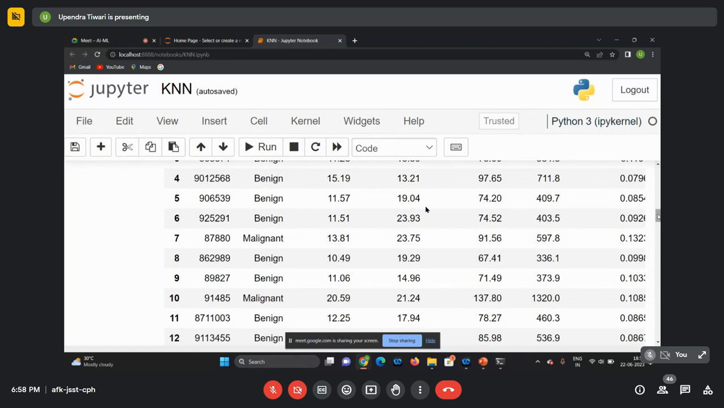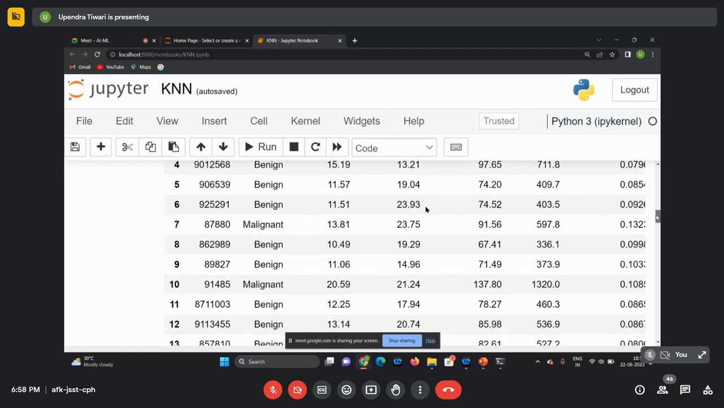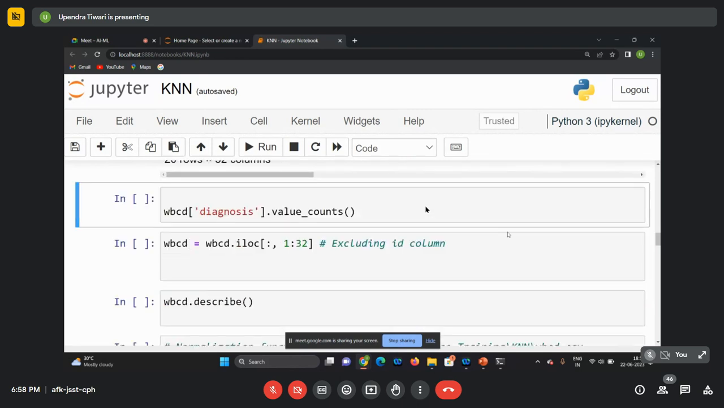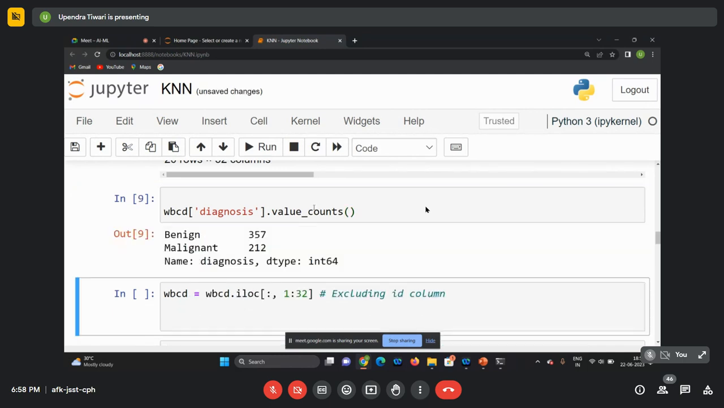Now let me see the value counts. So you know that it is benign and malignant. We have 357 as this one.